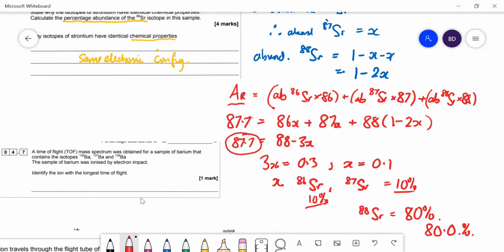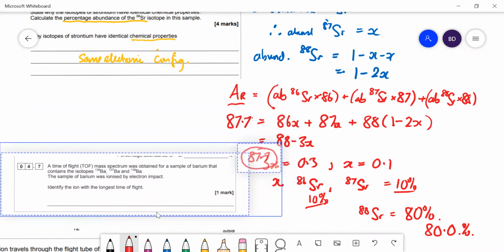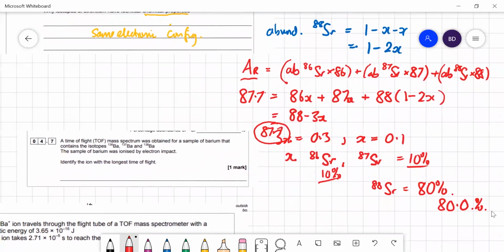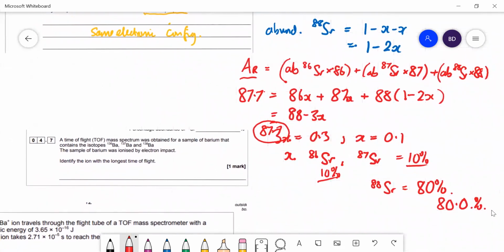Right. Time of flight mass spectrometry then, 4.7. Right, we can see, identify the ion with the longest flight. Now, the ion with the longest flight is going to be the heaviest one. Why is that? It's because they all get the same kinetic energy. They all accelerated with the same kinetic energy, half mv squared.